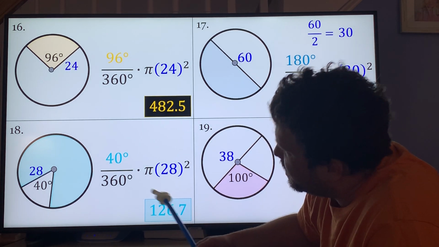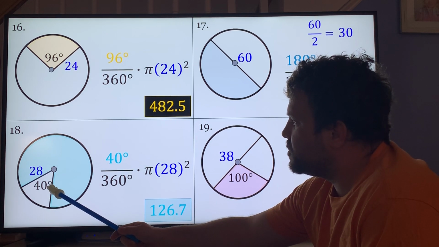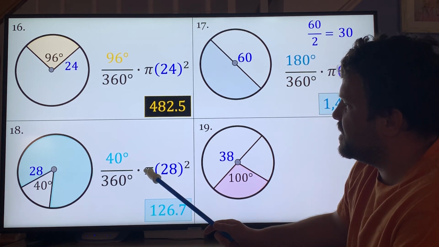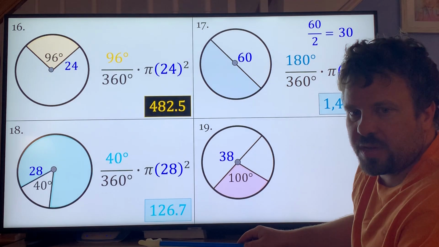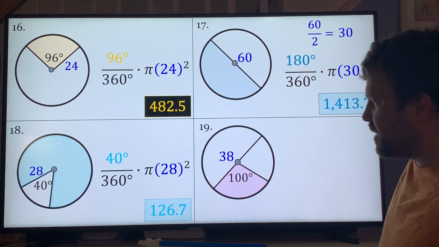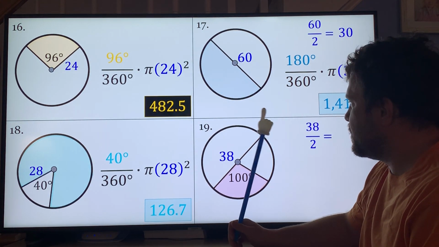I don't know why I have that done. What you should have actually done here is 320 divided by 360 times pi times 28 squared, and that gives you something else. I don't know off the top of my head, but you guys got it right.